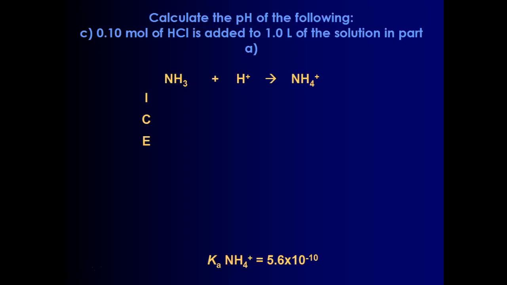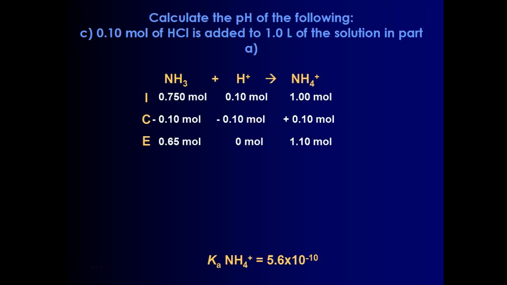We still have 0.1 mole of our acid this time, but the ammonia, we started with 0.75 molar, 1 liter, so now we have 0.75 moles. The 0.1 moles of hydrochloric acid was provided to us in part C, and we have 1 mole of the ammonium ions. The hydrogen ions are our limiting reactant, so we reduce the reactant side by 0.1, and we increase the ammonium side by 0.1, leaving me with 0.65 moles of ammonia and 1.10 moles of ammonium ions.